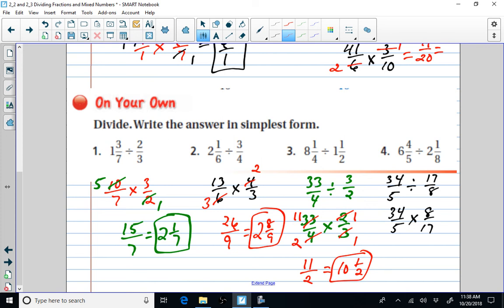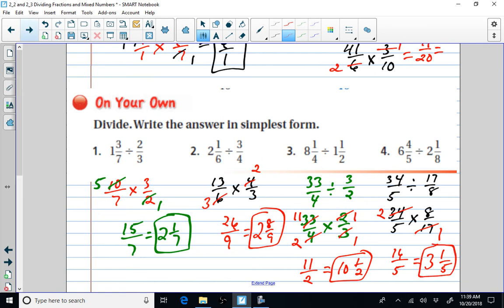Now this one's a little tricky to divide out because not everyone's going to see that 34 is a multiple of 17. So you can actually divide out by 17 here. 17 divided by 17 is 1. 34 divided by 17 is 2. Multiply numerator times numerator. 2 times 8 is 16. Denominator times denominator. 5 times 1 is 5. As a mixed number, 5 goes into 16 3 times with 1 left over. So 3 1/5 would be our answer there.